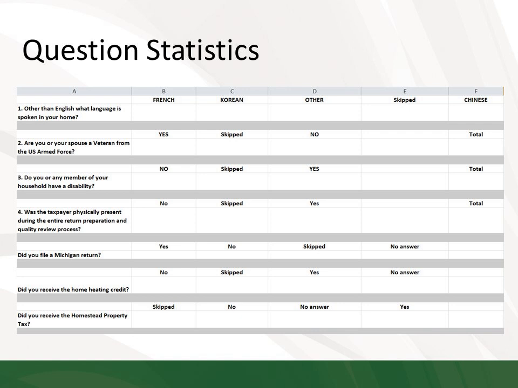So TaxSlayer provides us with a very clunky Excel spreadsheet for custom statistics. I personally do not care for it as much as their prior year version, but what it's going to do is it's going to provide you with the total number based on the question response. You can then go ahead and calculate that by hand.